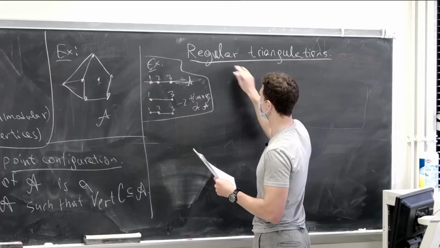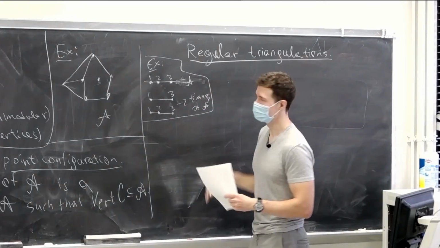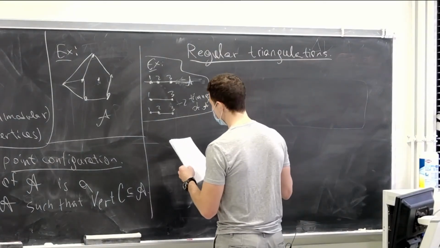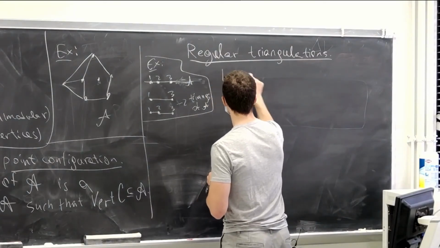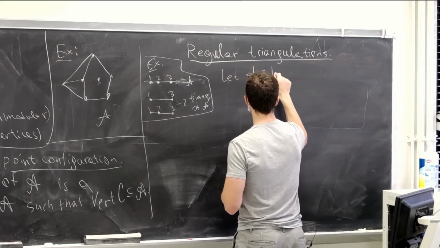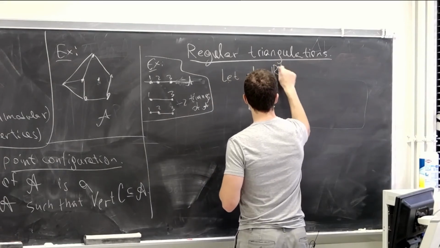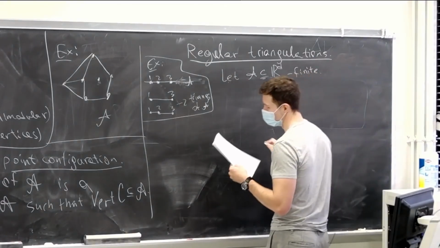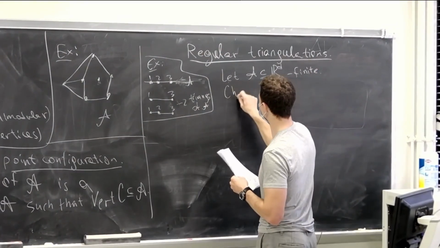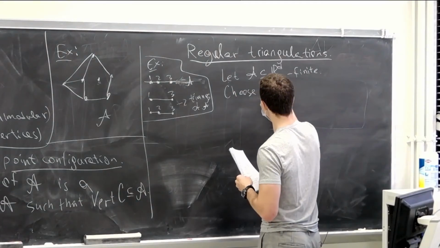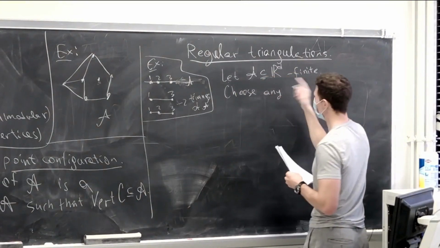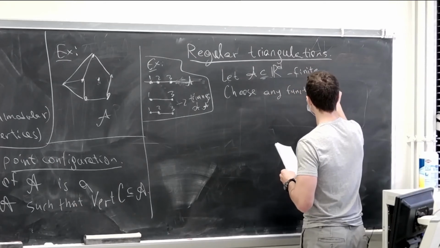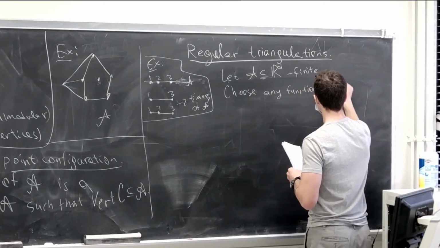So yeah, regular triangulations. You give me an A, and I give you plenty of triangulations of A. And the idea is the following. Say A is a point configuration, a finite set of points. And what I want to do is choose any function, it doesn't have to be linear or anything, any function h from A to R.